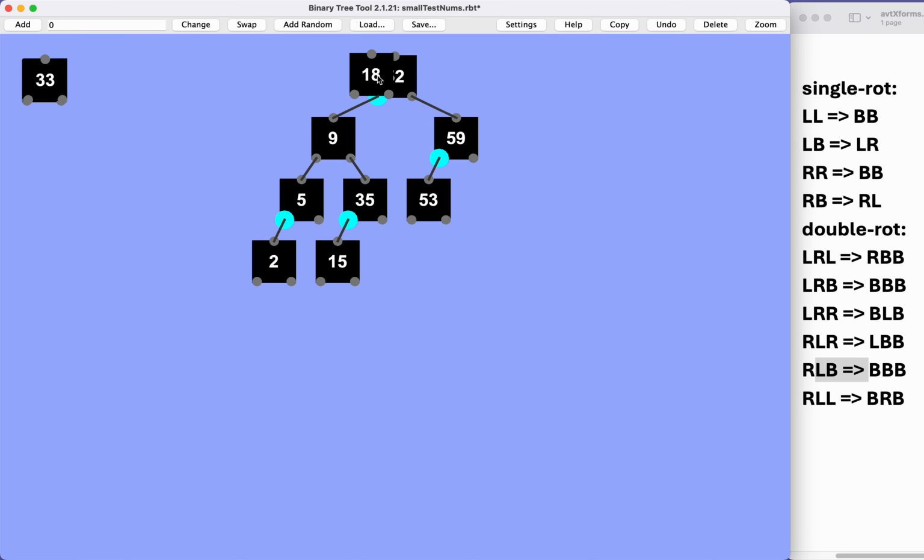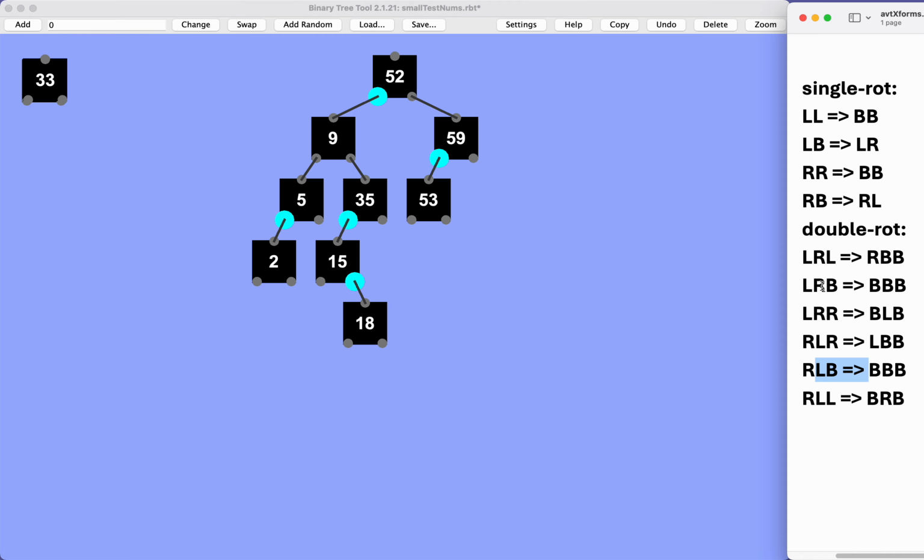18, insert the 18. It will end up getting inserted as the right child of the 15. 15 has seen that his right child has grown, so adjust its balance. 35 sees his left child has grown, but it's already left leaning. Therefore, we have left, right, balanced. Left, right, balanced is right here. It turns into balanced, balanced, balanced, so everything becomes balanced, starting with the 35.